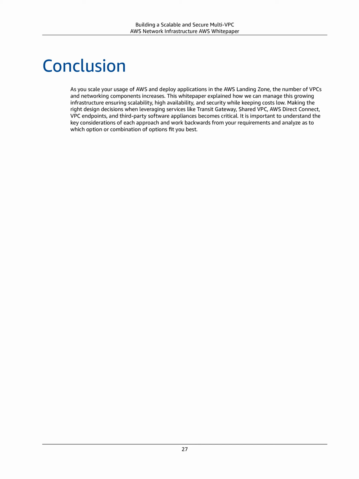Conclusion: as you scale your usage of AWS and deploy applications in the AWS landing zone, the number of VPCs and networking components increases. This white paper explained how we can manage this growing infrastructure, ensuring scalability, high availability, and security while keeping costs low. Making the right design decisions when leveraging services like Transit Gateway, Shared VPC, AWS Direct Connect, VPC endpoints, and third-party software appliances becomes critical. It is important to understand the key considerations of each approach and work backwards from your requirements and analyze which option or combination of options fits you best.